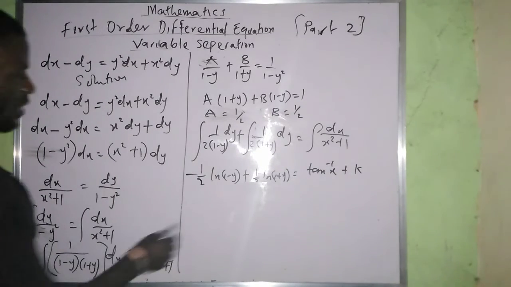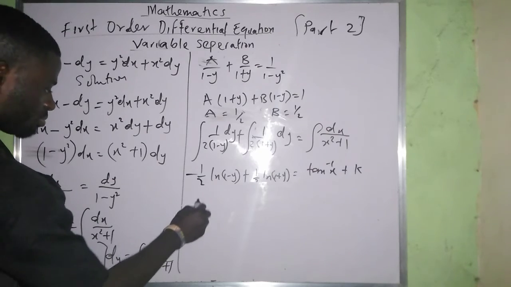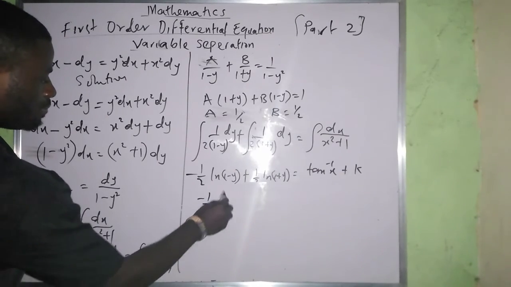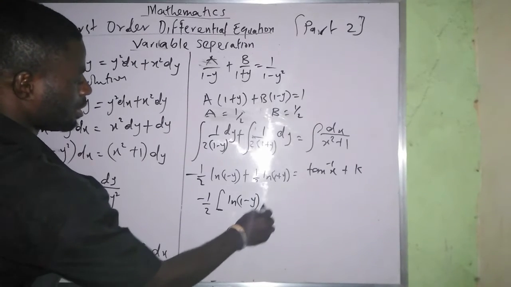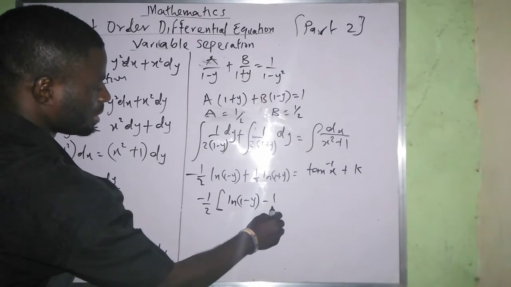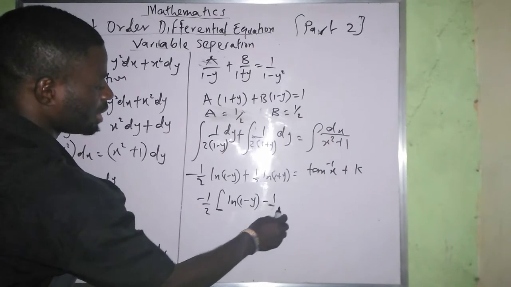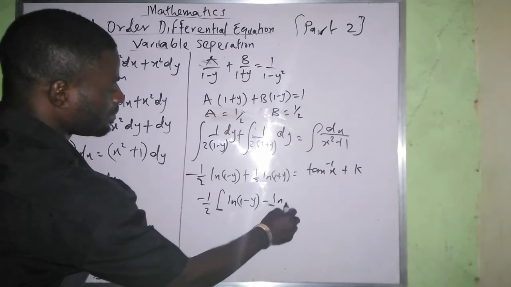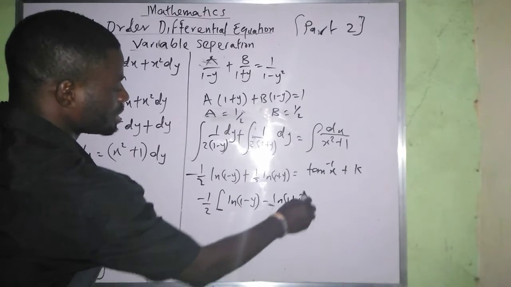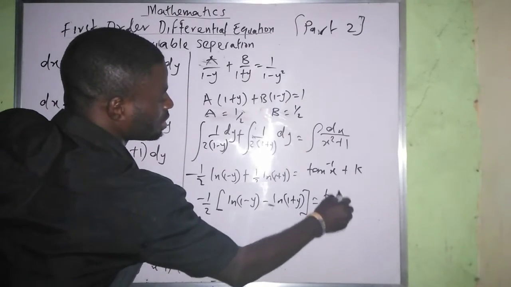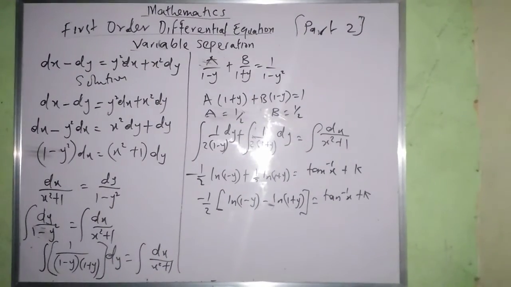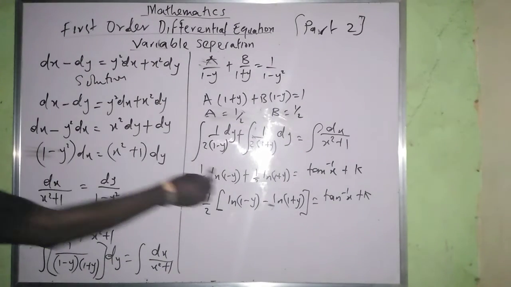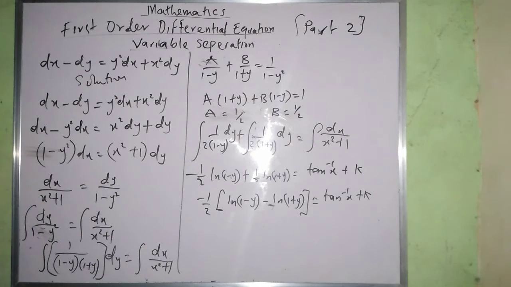I'm very sorry for that. Now, if I factor out, it would be minus 1 over 2 bracket of ln(1 plus y) minus ln(1 minus y) equals tan inverse of x plus k. Yes, that's how it's going to be, because of the minus here. When I differentiate, I think we have done something like that.